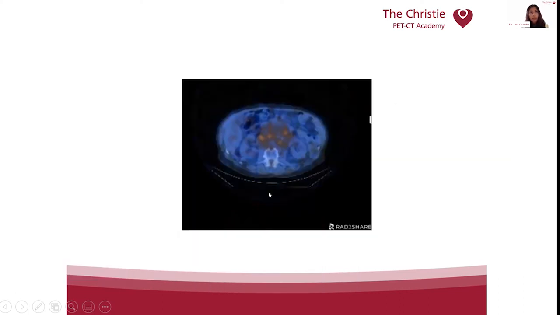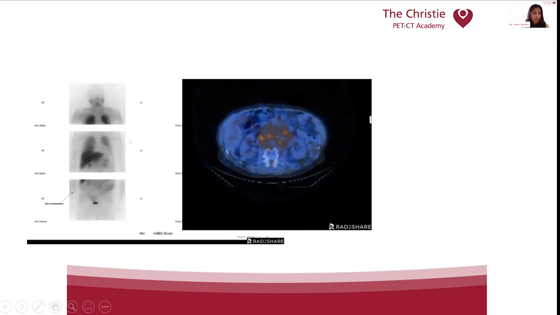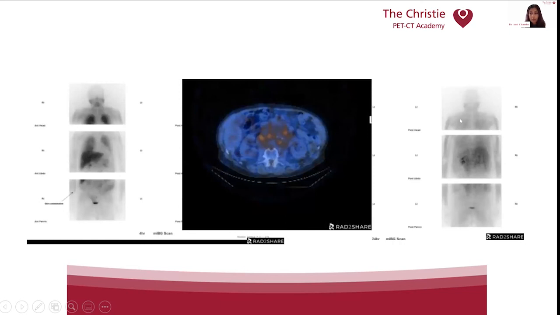And an I123 MIBG scan was performed. So this is the 4-hour planar image, a SPECT CT image, and the 24-hour image. So there is a difference in the degree of uptake between MIBG and gallium DOTA. So here, there is some uptake just above that of background liver.